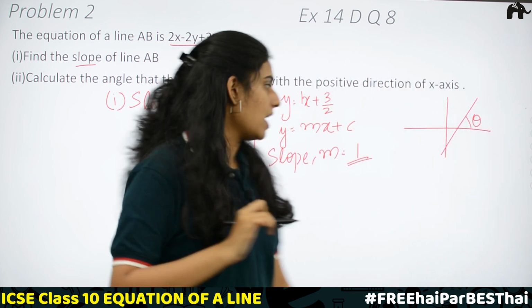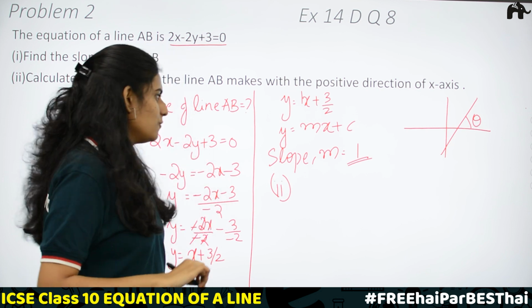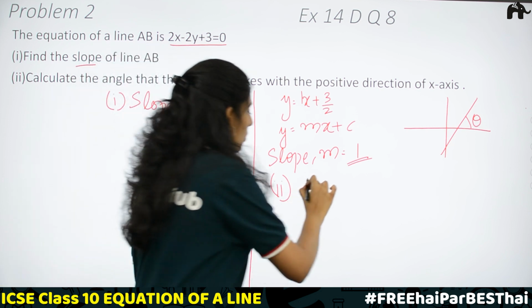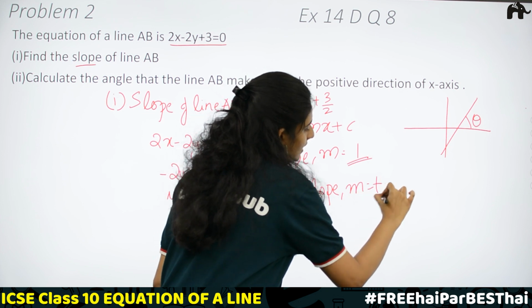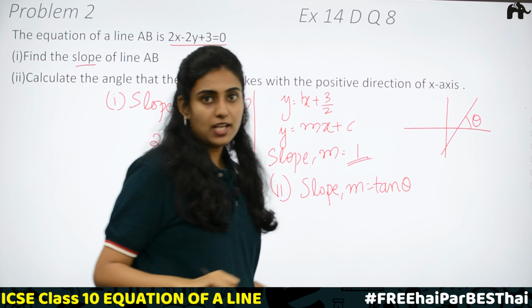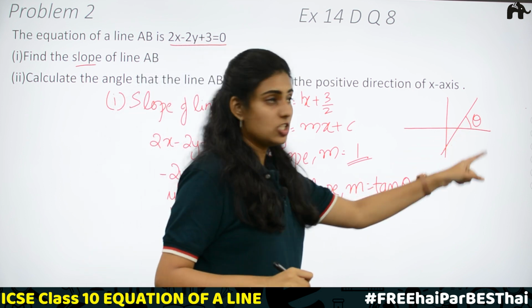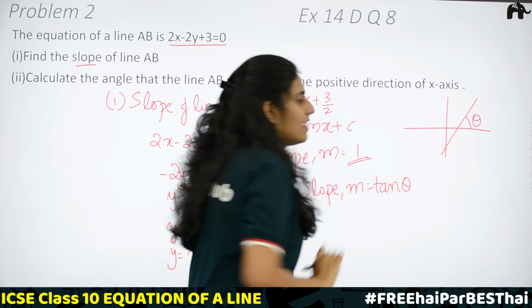Now the second part, we have to find the angle theta. How to find theta? We have slope m is equal to tan theta. We have studied in the previous classes, m is equal to tan theta, where theta is the inclination or the angle it makes with the x-axis. We have to find the value of theta.